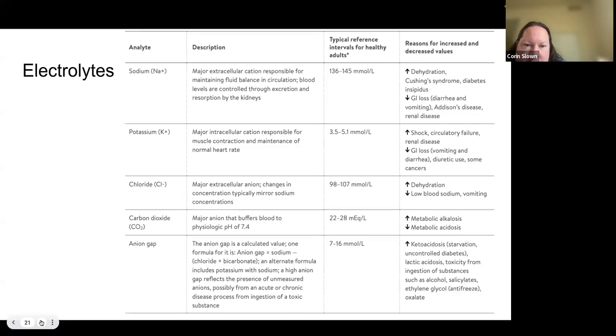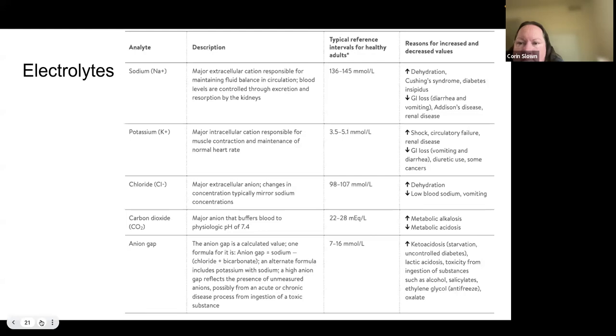So let's start with sodium. This is very common, a significant major extracellular cation. Sodium is responsible for a couple of different things. It maintains the fluid balance in circulation. Your blood sodium levels are typically controlled through the excretion and the reabsorption by kidneys. A typical reference interval for healthy adults is somewhere between 136 and 145 millimoles per liter. So let's think about some reasons why you might increase or decrease values.